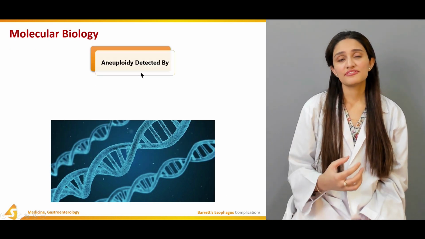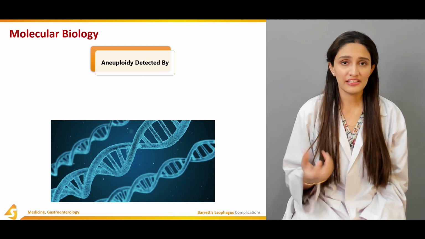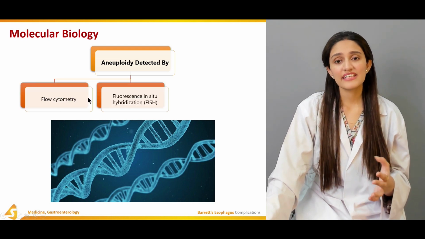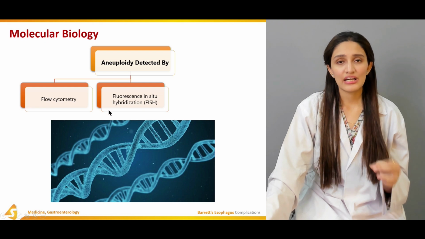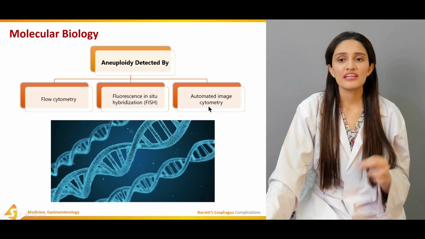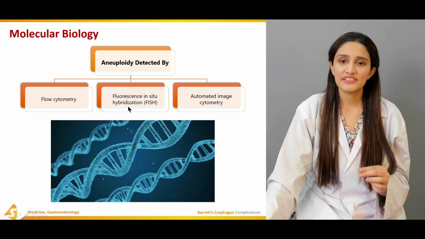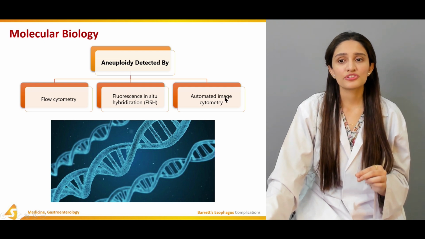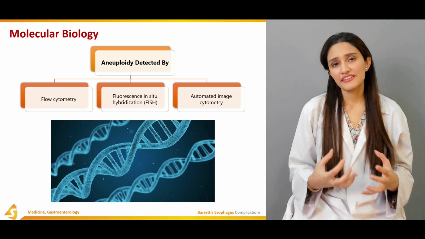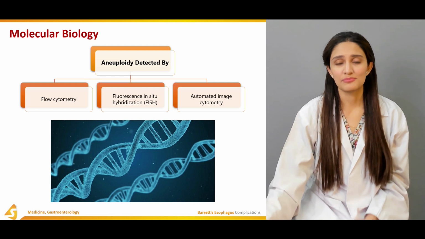The researchers have proposed 3 different types of ways to detect aneuploidy in a cell. The first is flow cytometry, and the second is fluorescence in situ hybridization, also known as FISH, and the third is automated image cytometry. The latter two, FISH and automated image cytometry, are more feasible in clinical practice to diagnose a patient with any aneuploidy.